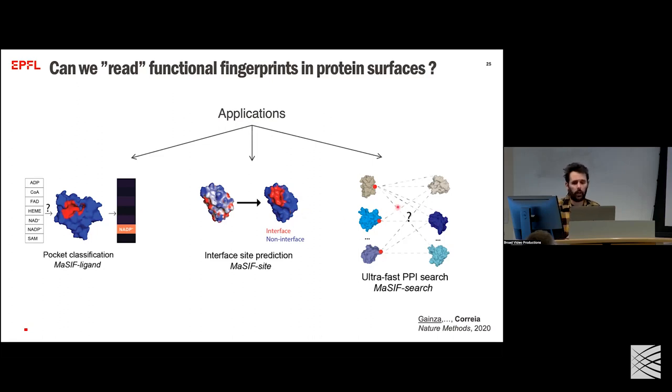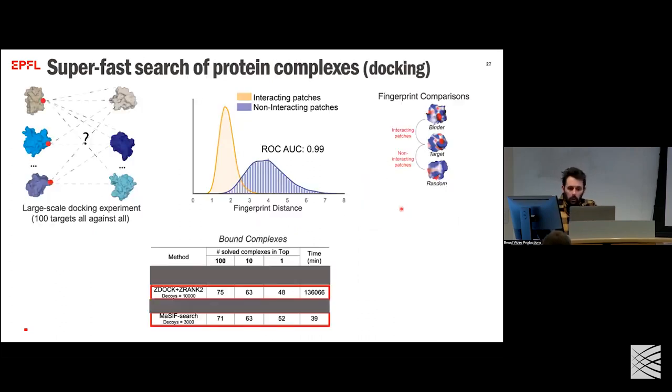And then a more canonical exercise of protein docking. Can we actually use these surface fingerprints to understand how proteins form complexes? So I won't guide you through all the results, but I'll just highlight a few things that we learned in that particular paper. We learned that we could very quickly learn which patches interact with which, and which patches don't interact with one another.